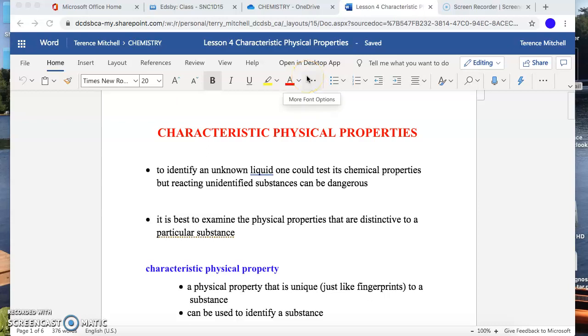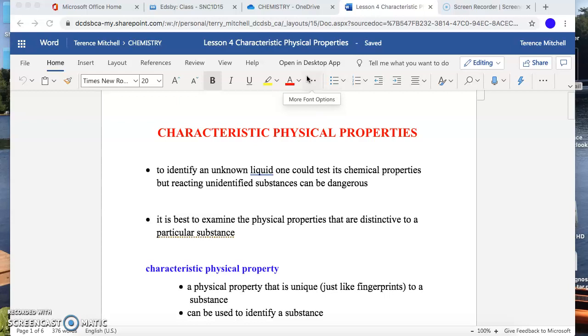Hi everyone. Today we're going to look at characteristic physical properties. Now before we get into this note, I just want to give you a scenario. Imagine we're sitting in science class like the good old days, and I pull out a beaker, and in it is a clear liquid. What is that liquid? Is it water?